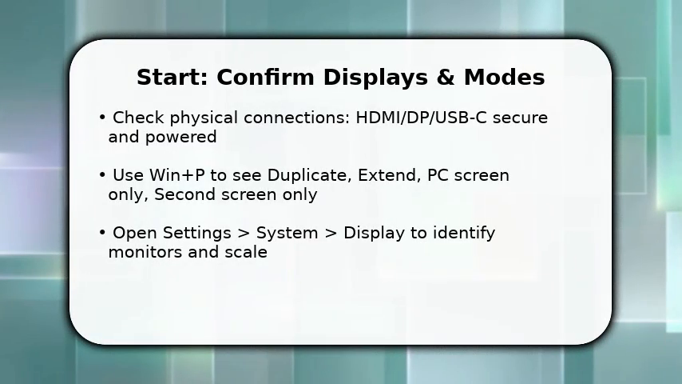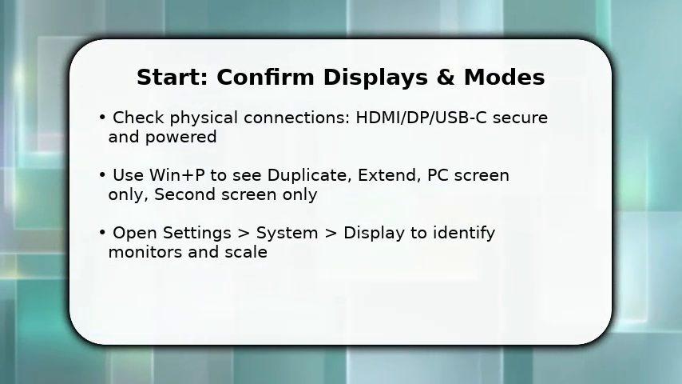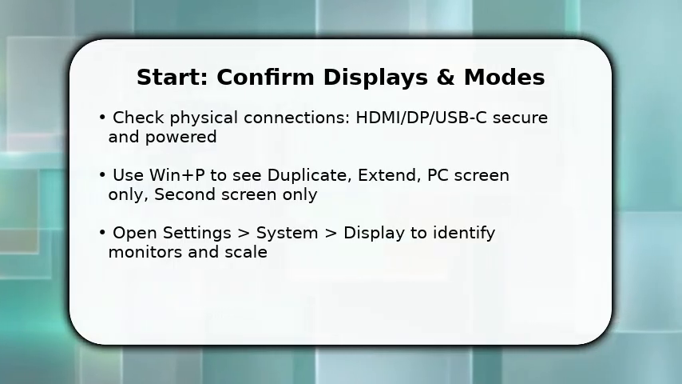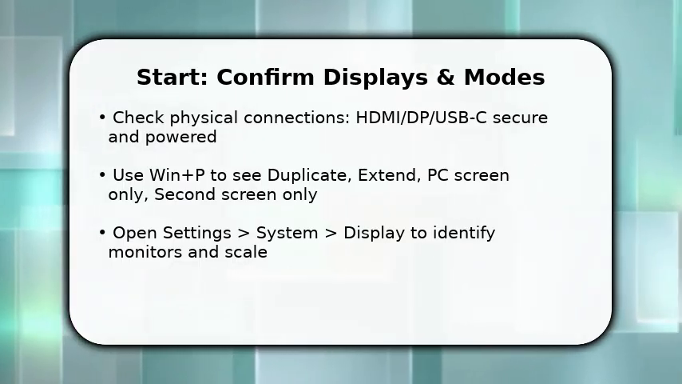You begin by verifying what Windows actually sees. First, inspect cables and power. Loose HDMI or adapter faults mimic duplicate problems. Then press Win+P and note whether duplicate is selected.